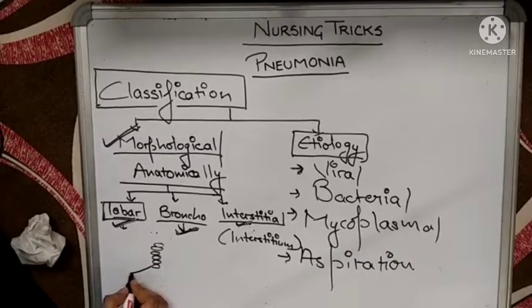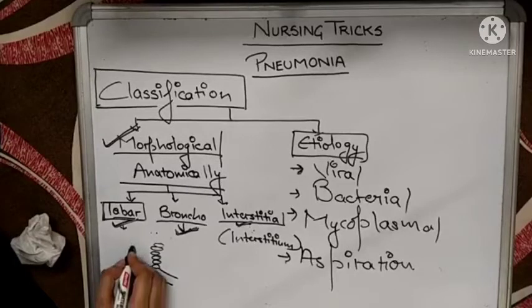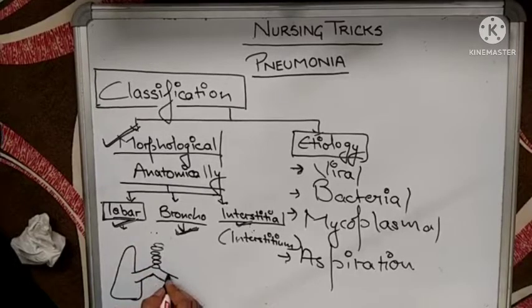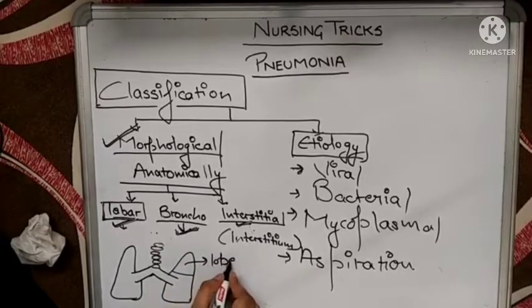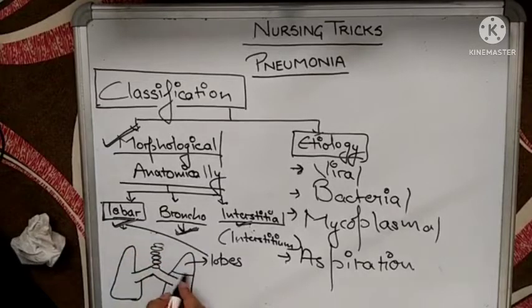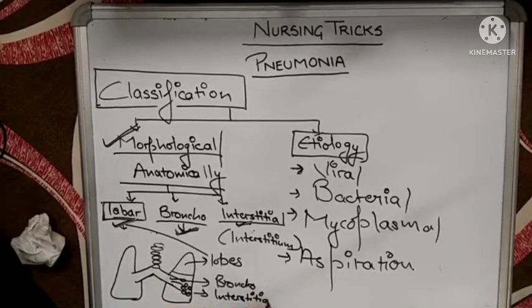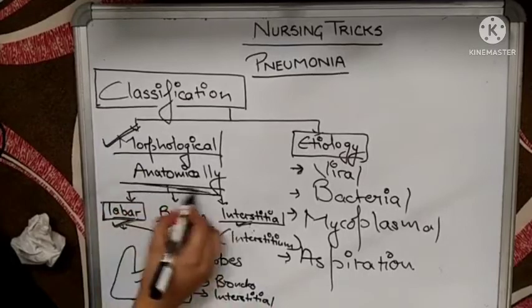Just to add on to your notes, you can make this diagram. This is the trachea, this is your bronchioles, and here you can make the lungs. And here let me divide. If the entire lobes are involved, this is lobar, and if only the bronchioles are involved, it is broncho, and if only this much, or you can say the alveoli, are involved, it is interstitial. Okay, so this is for the anatomical classification.